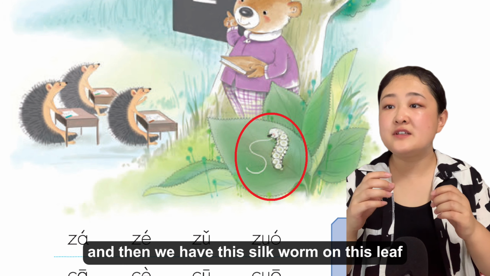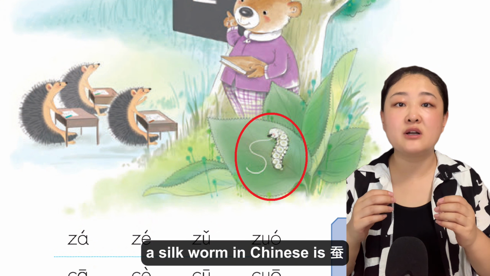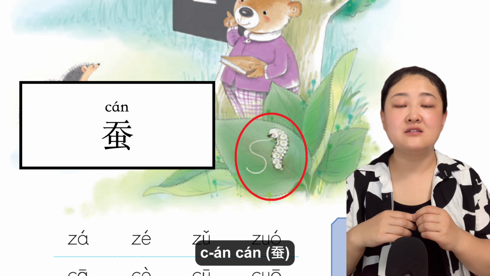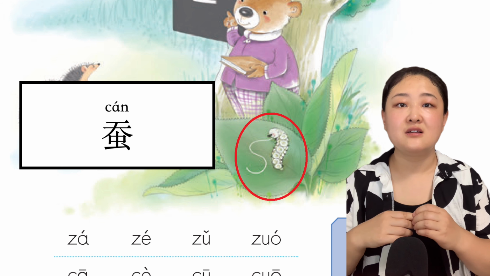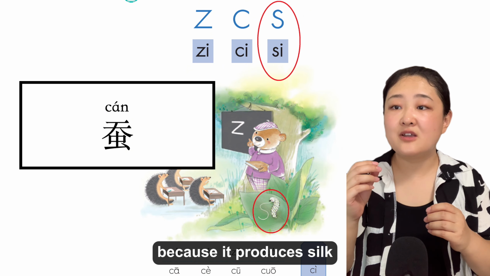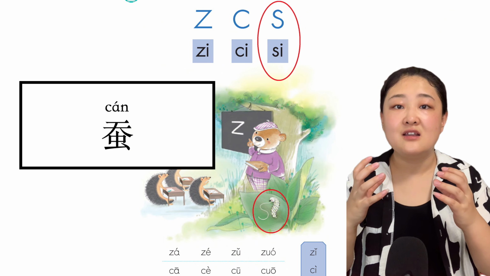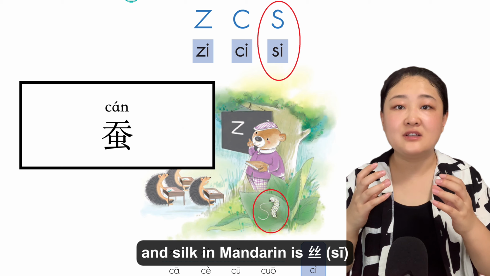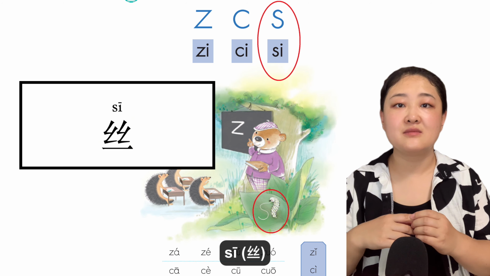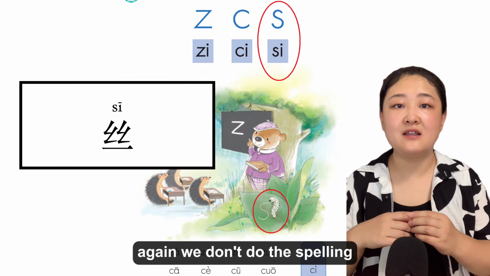And then we have this silkworm on this leaf. A silkworm in Chinese is 蚕. Spell after me. 蚕. But then here it is used to represent the 声母 s because it produces silk. And silk in Mandarin is 丝. Repeat after me. 丝. Again, we don't do the spelling.